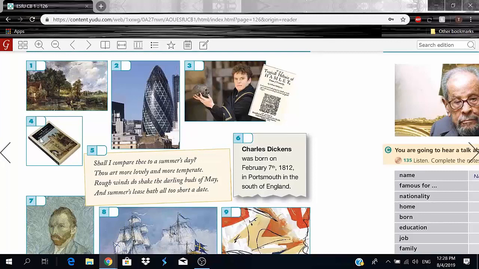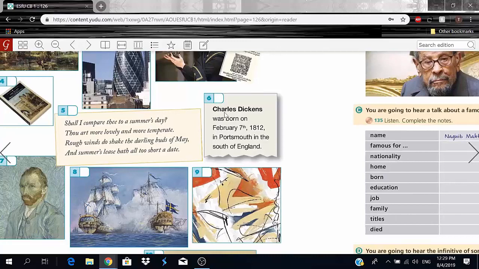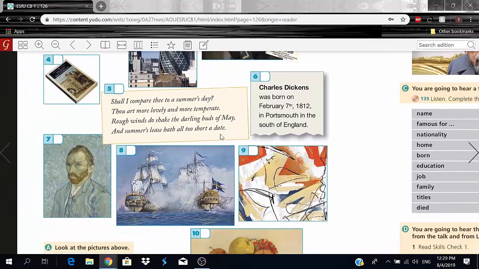Then we have number four. Number four is obviously a novel, you guys. Looks really simple. A novel. And then we have number five. Number five is literature also. This is a poem. Then we have six, something about, I'm guessing this is a biography. So biography, number six. This is also literature.